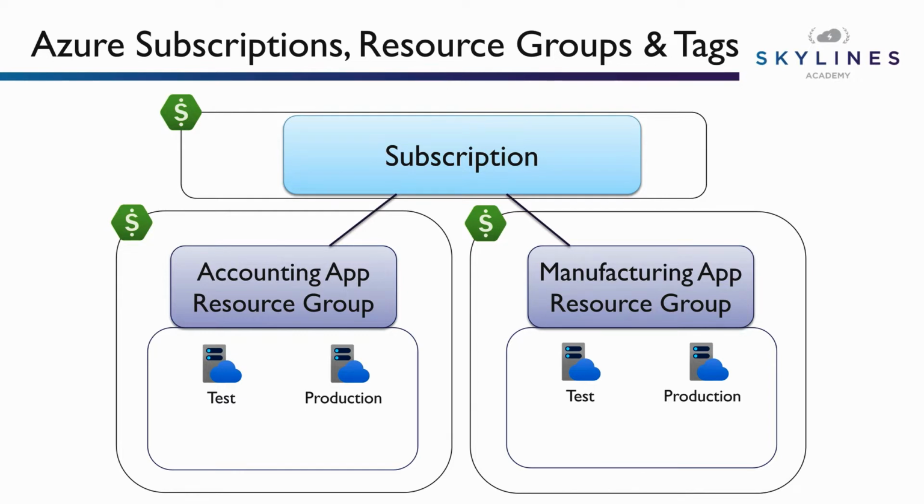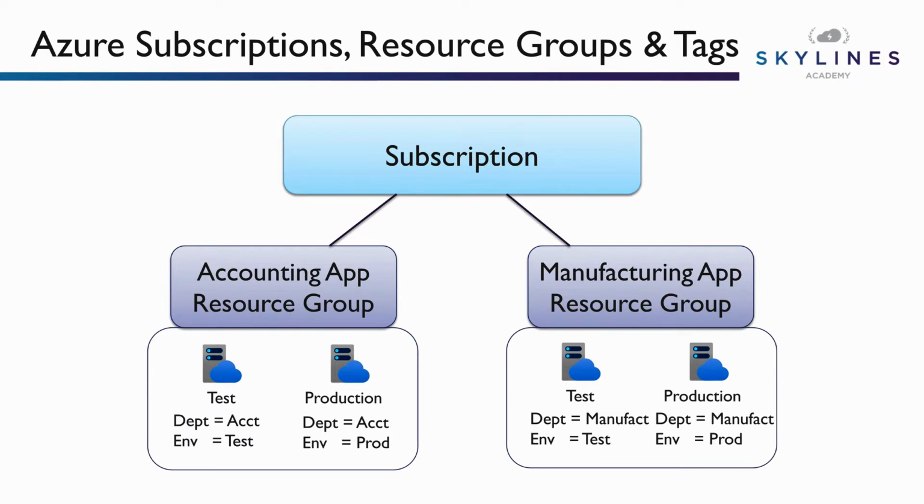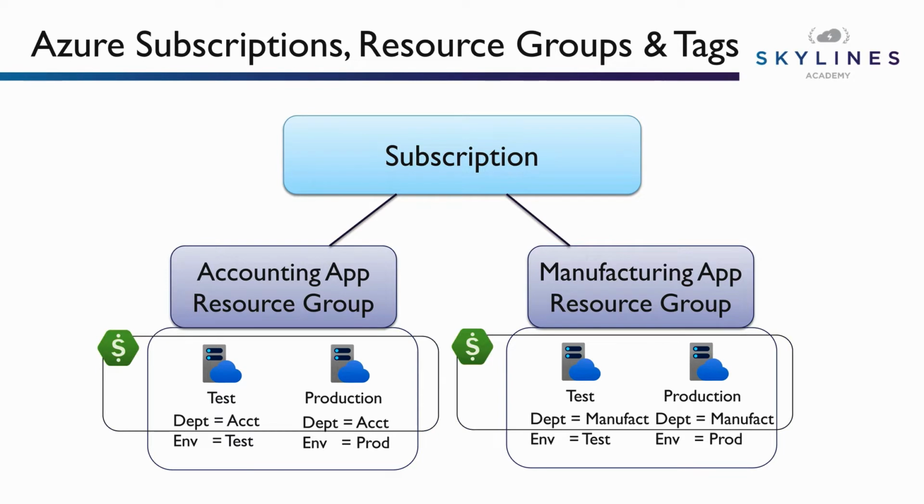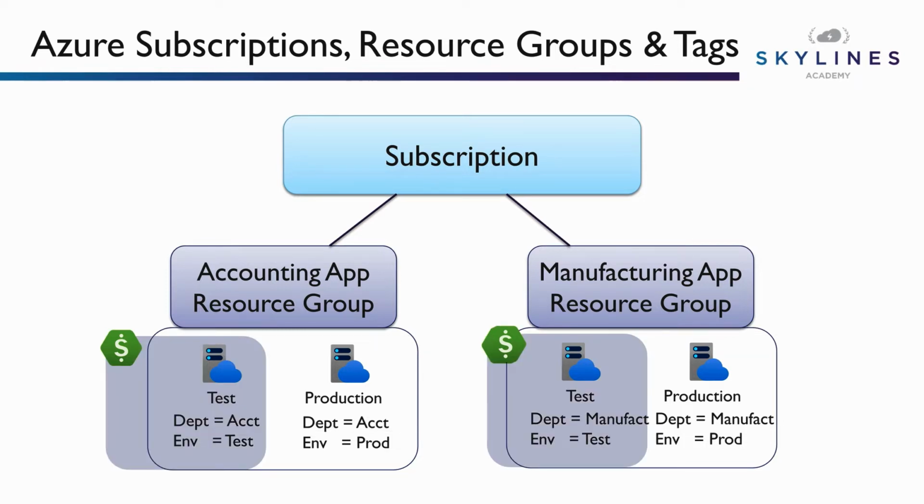But what if we want to know how much we spend on all test or production environments? By adding tags to the resources, one for the department, marketing or accounting, and one for the environment, test or production, we can set filters in Azure Cost Management to show the cost of resources with each tag. We can identify all accounting or marketing costs for these resource groups and any other resources with that tag. Or we can identify the cost of test or production environments.